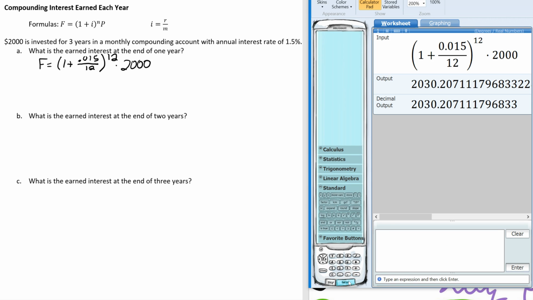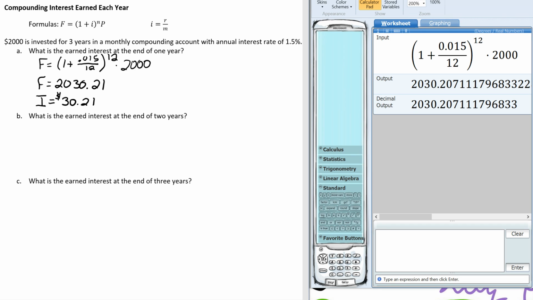The future value for this first year is $2,030.21. That means the interest earned at the end of 1 year is $30.21. Since this is a compounding account, we'll assume that the interest will be higher in the second year and then higher again in the third year.